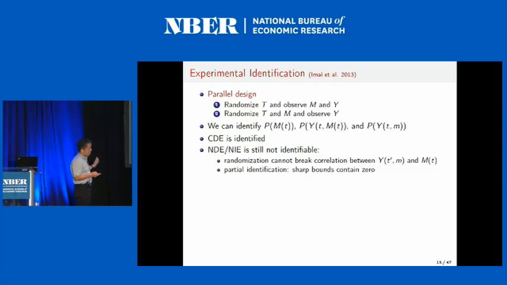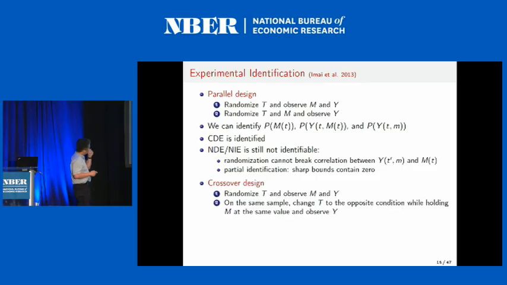So you can do partial identification, but it turns out that you can show that the sharp bounds without any additional assumption always contain 0. So the sign of the natural direct effect and natural indirect effect is not identifiable. And I'll come back to some of these issues later when we talk about the partial identification issues.